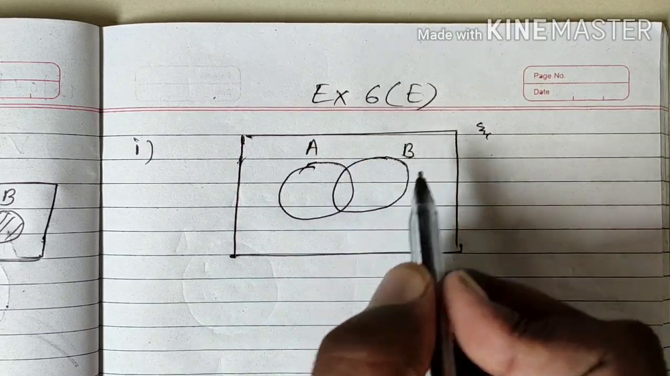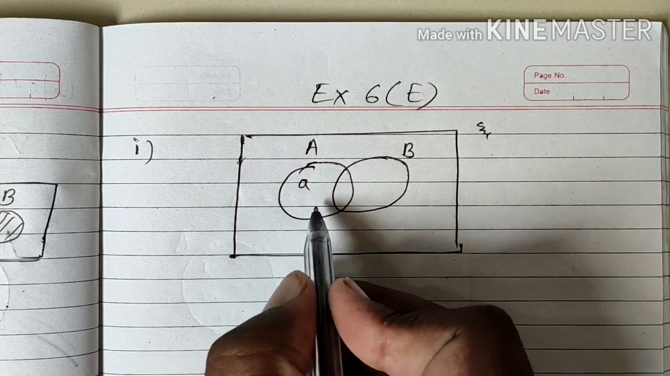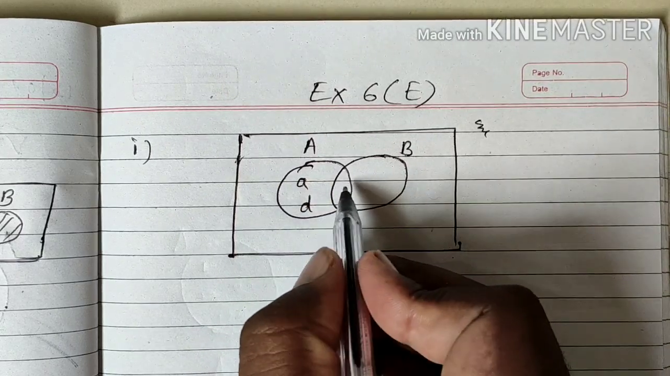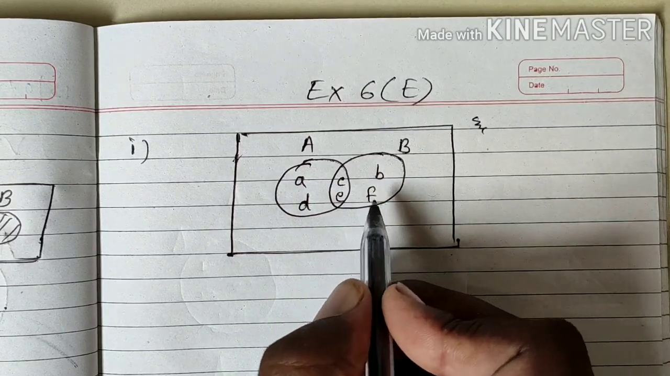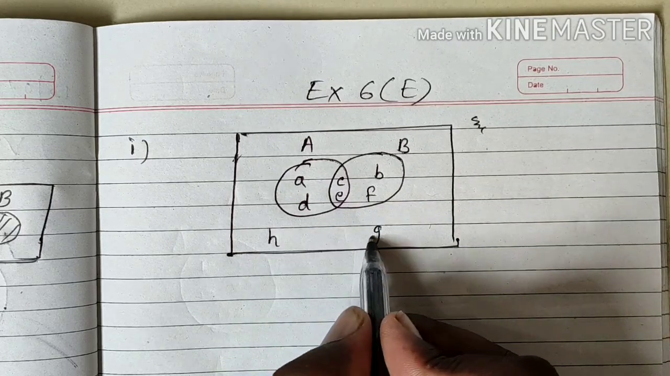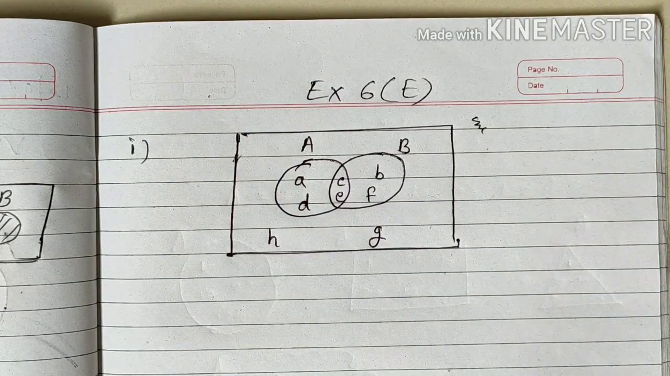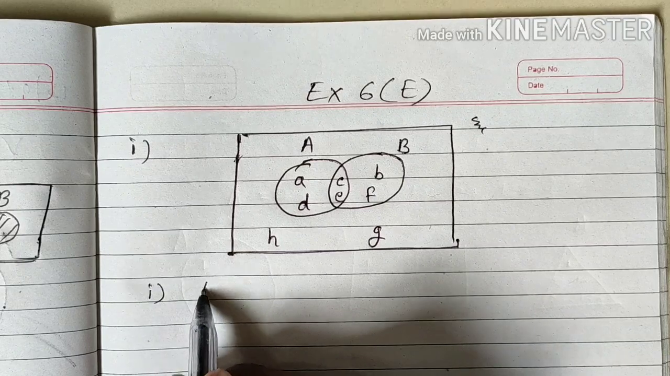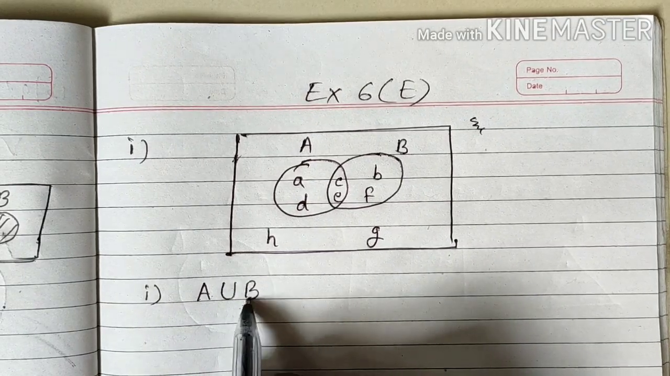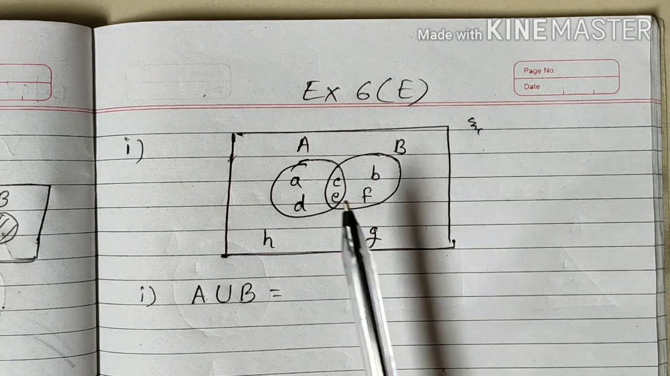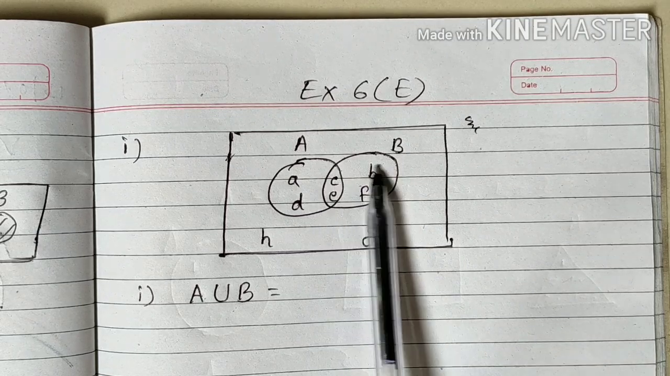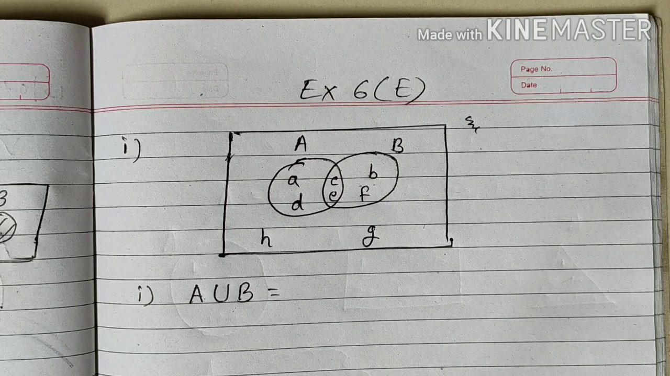A and B. A, D, C, E, B, F, H and G. Okay. So these are the elements given in our set. First, with the help of this Venn diagram, we want to find out A union B. A union B means what? Those elements which are present in A and B combined. Okay, so which are those elements? See in the Venn diagram, which are those elements?